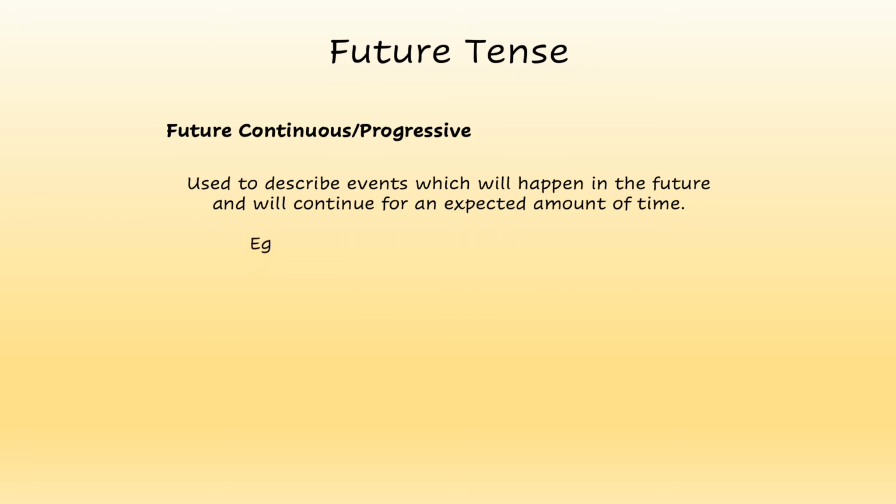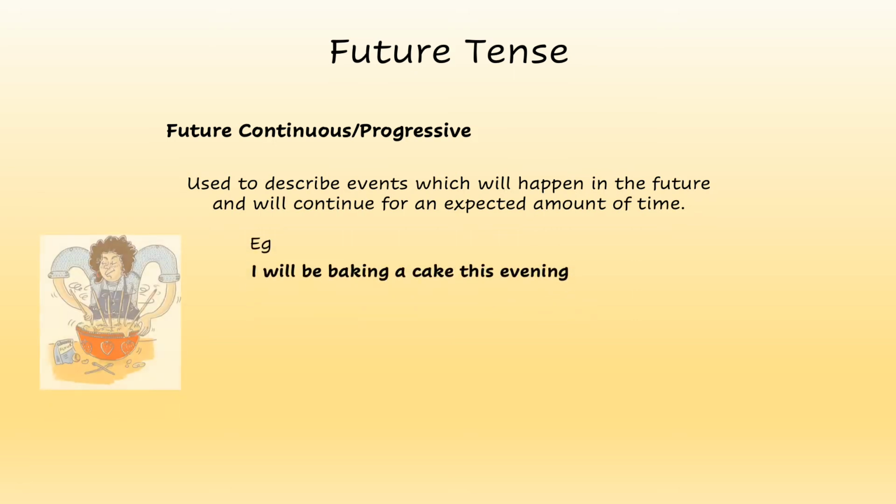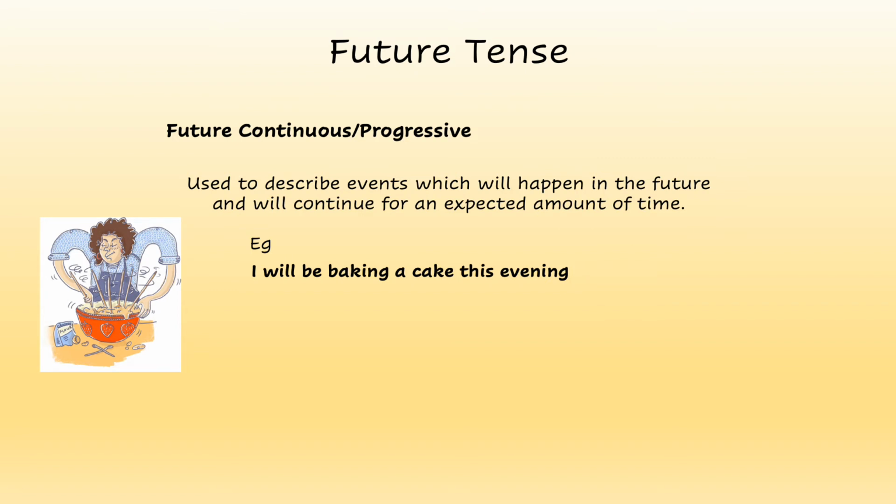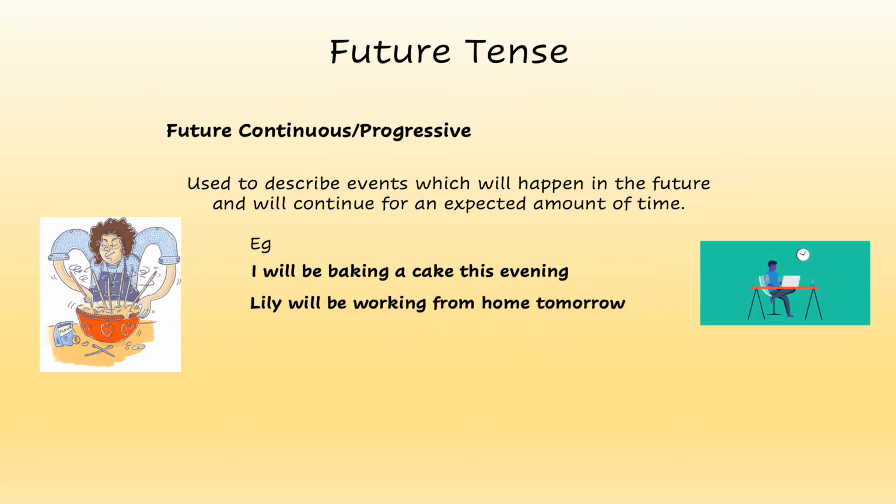For example, with the future continuous, I will be baking a cake this evening, or Lily will be working from home tomorrow. These both show that these events have a duration. They will continue on for an expected amount of time. And the way that we structure this is we use the will be and the ing verb.